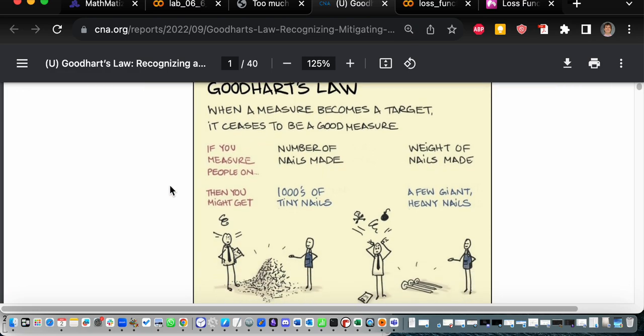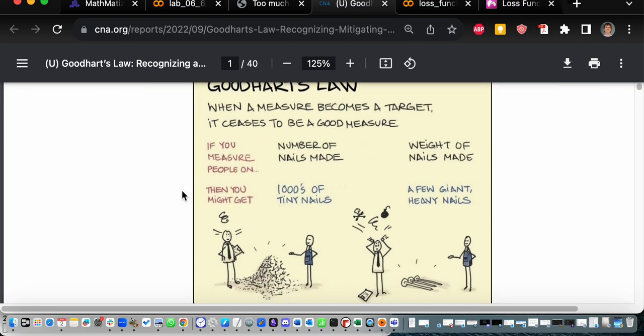The example they have is with nails. So imagine you have a bunch of nail factories, and you're the owner of the nail factories, and you're like, I'm going to reward the nail factories for being good, right? When they're good nail factories, I will give them more money, and then they will be better nail factories, right? They'll make me more nails, and everyone will be happy. They'll be happy. I'll be happy.